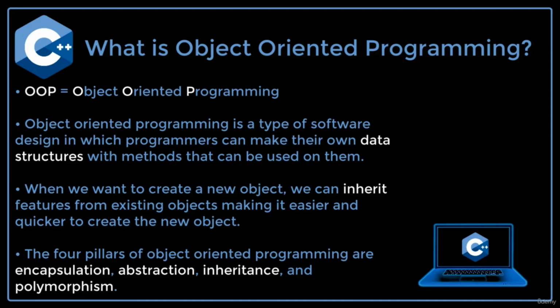Up until this point in the course, we have been writing functions and using them to solve problems. We have not been tapping into OOP to solve problems. When you just use functions to solve problems, that is called procedural programming. A function or procedure contains a series of computational steps to be carried out. There are several advantages to object-oriented programming over procedural programming. One big advantage of object-oriented programming is when we want to create a new object, we can inherit features from existing objects, making it easier and quicker to create the new object.